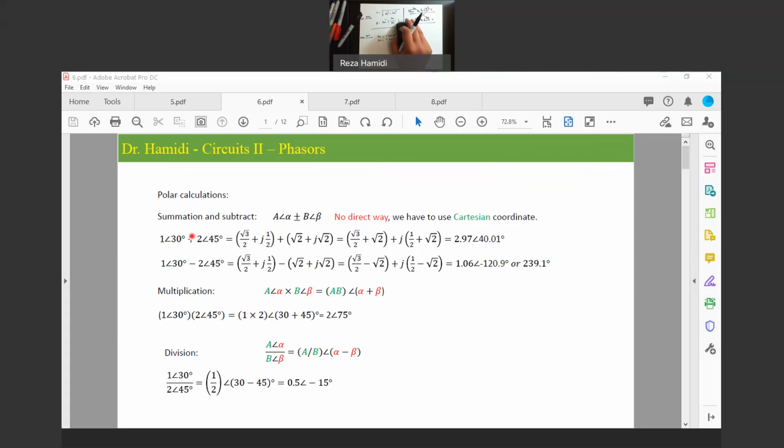The second one in Cartesian form, 2 by cosine 45. 2 by square root of 2 over 2 is going to be the square root of 2. Then j, in order to show it's imaginary, then 2 times sine 45. You have two Cartesian numbers. Real goes with real. Imaginary with imaginary. And then after adding up those two things, you can make it polar if needed. 1 angle 30 minus 2 angle 45.